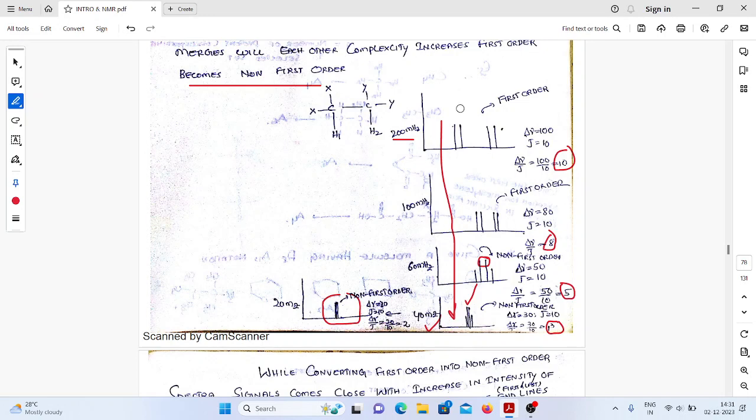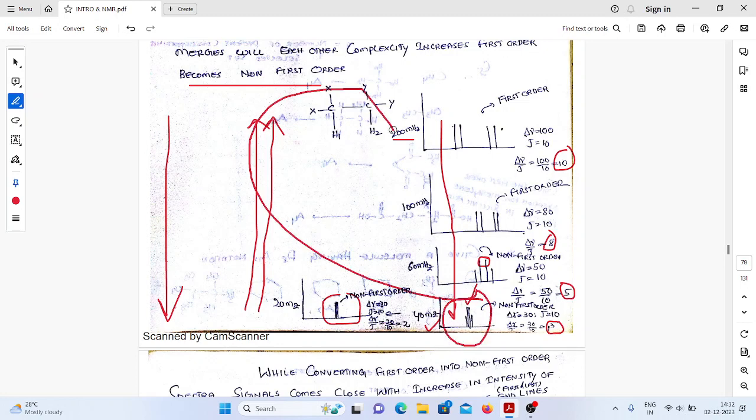So if you want to convert the non first order spectra into first order spectra, what should we do? We need to move in this way or not? Previously what we have done, we have decreased the strength of external magnetic field. Now what we have to do, we have to increase the strength of the external magnetic field. So if we increase the strength of the external magnetic field, the complex spectra will be converted into simple spectra. The non first order spectra will be converted into first order spectra.